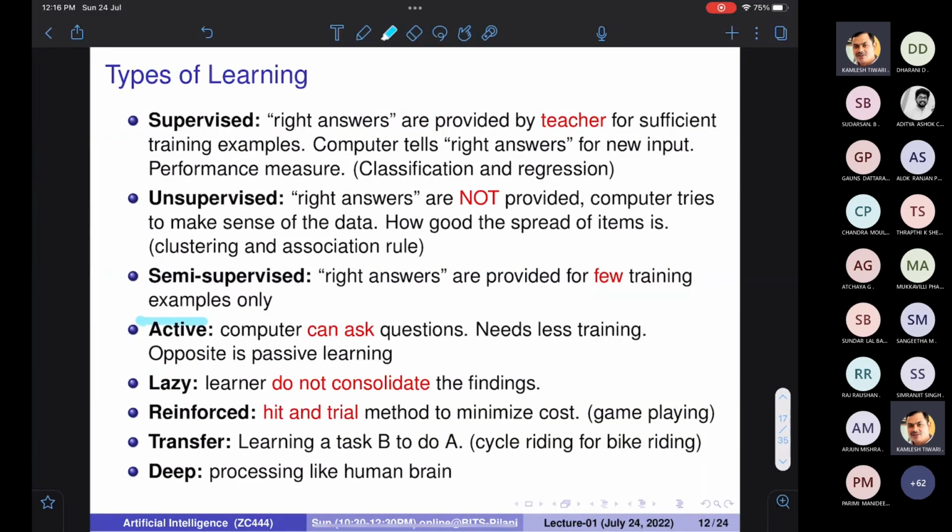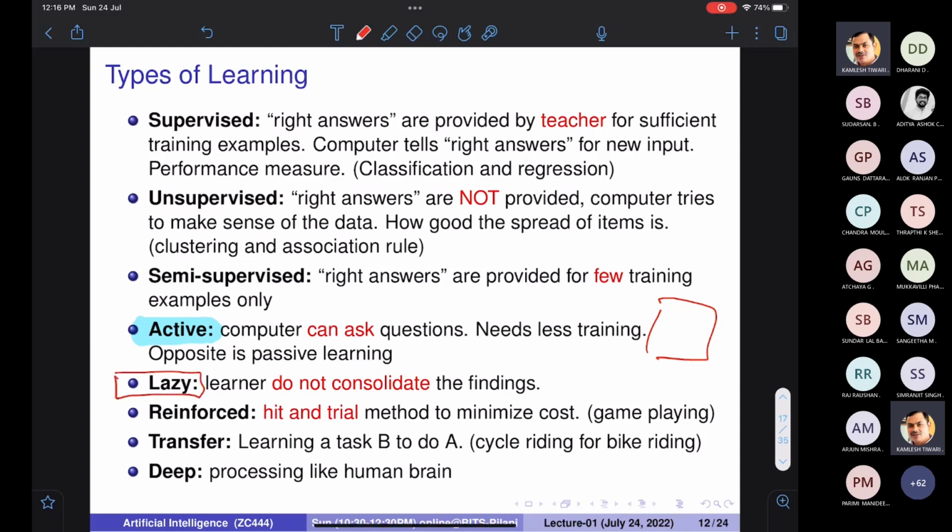Other settings are active learning, where the agent at the time of learning can ask a question: in this scenario, what do I have to do? In some cases, he can ask the question. So this is called active learning. This is very effective because the system asks questions only in those scenarios where it is more confused, so it is removing its confusion. Ultimately, when the system does not have any confusion, it is the best system. So active learning helps.